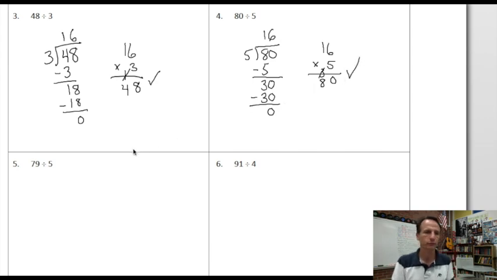Check. It's right. Now we know we're going to have a remainder on the next one because we just did 80 divided by 5 and it came out evenly with no remainder. So of course 79 divided by 5 will have a remainder. I bet you can even predict, I won't say it, but I bet you can predict what our remainder will be before we even divide.